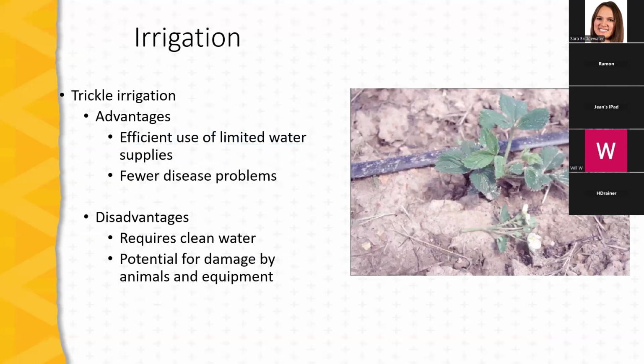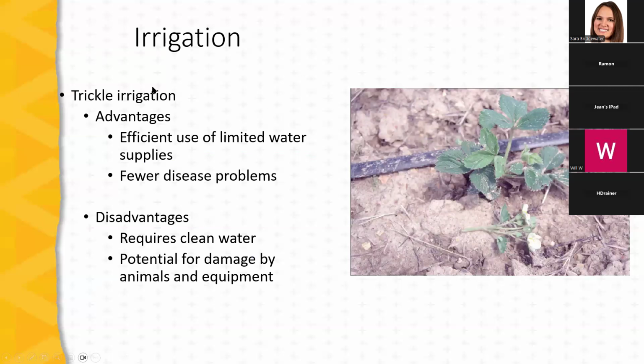Irrigation, I talked a little bit about irrigation already. Drip irrigation advantages: efficient use of limited water supplies, fewer disease problems, especially if you are on plastic. But even if you don't have plastic, as long as the soil is dry, there will be fewer problems. But if it rains, it's going to wet the whole soil. And if the fruit is touching the soil, you're going to have more problems.